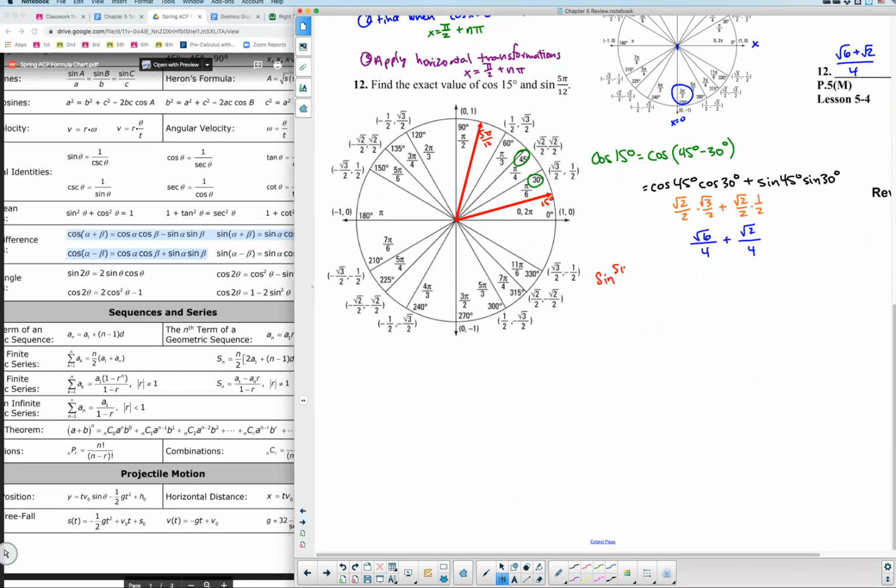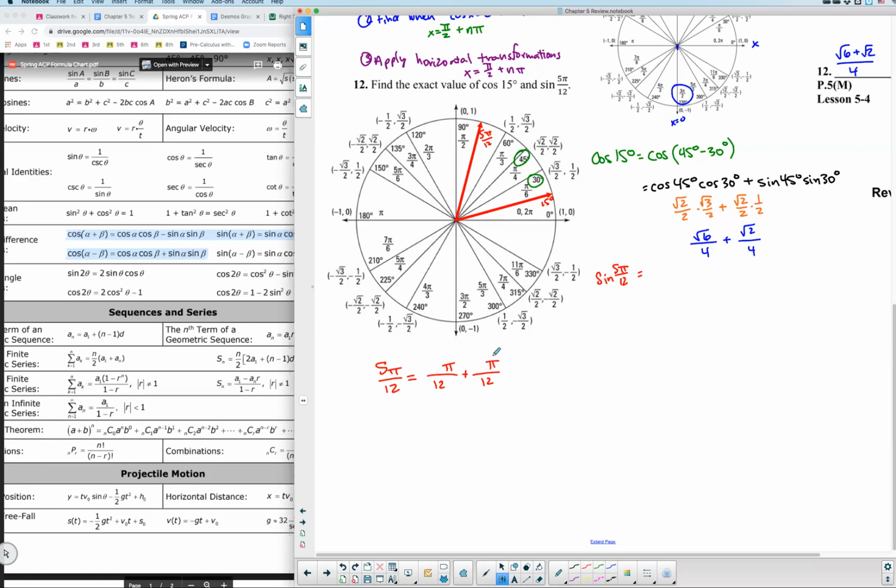Sine of 5 pi over 12. Well, what two angles add up to be 5 pi over 12? This is a little bit trickier. So what I taught you in lesson 5.4 in terms of radians is if you have a value that's not on the unit circle, like denominator 12s are not even on there, you're going to add it as two fractions. And when you add two fractions, they must have a common denominator. So both have a denominator 12. Since they're in terms of pi, I'm going to put pi in both of these fractions.